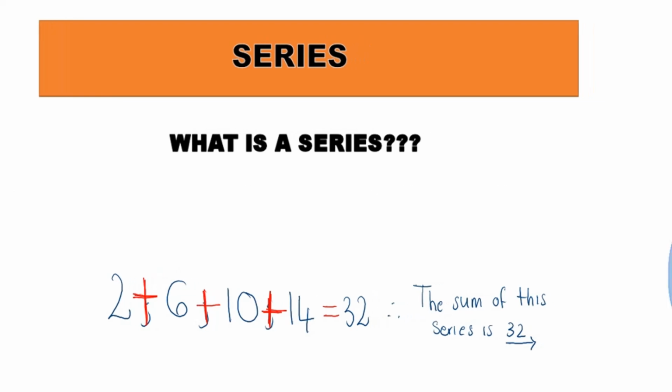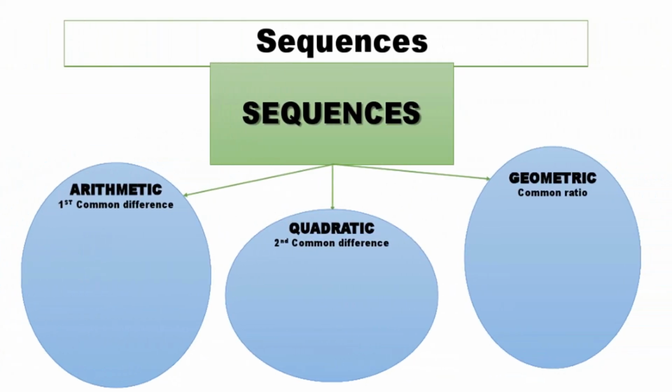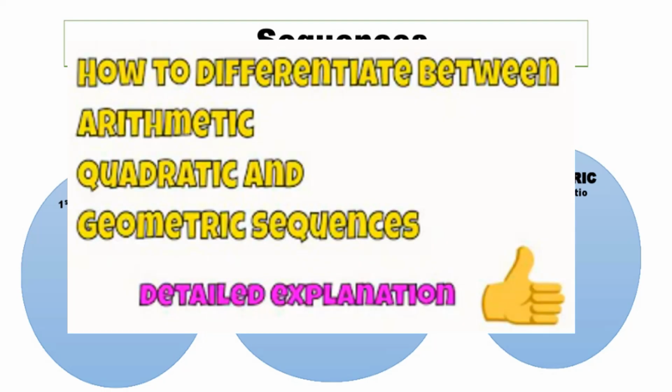Okay, guys? Guys, it's important to note that in your tests and in your exams, you'll be assessed on 3 types of sequences, right? Namely, the arithmetic sequence, the quadratic sequence, and the geometric sequence, right? And it is important that you know how to differentiate between these 3. If you want an in-depth explanation on how you differentiate between these 3 sequences, guys, please make sure that you watch this video tutorial, right?